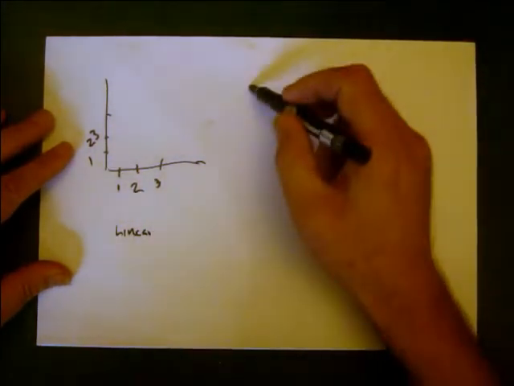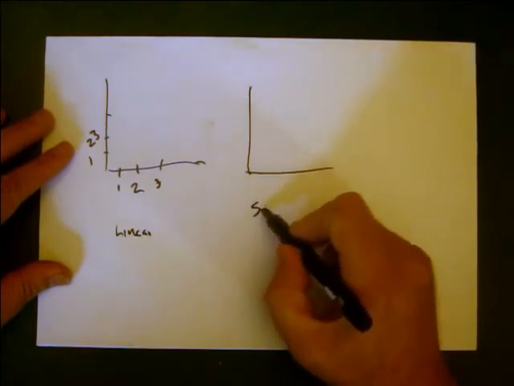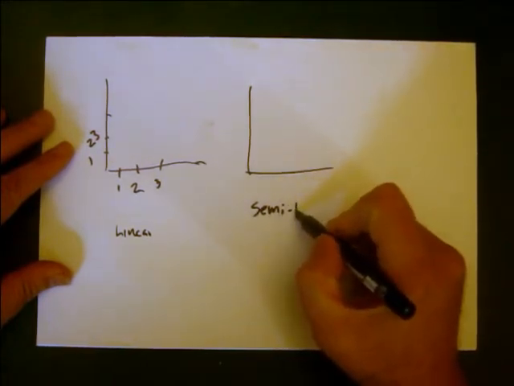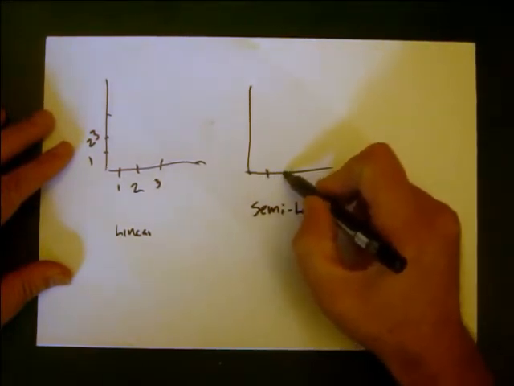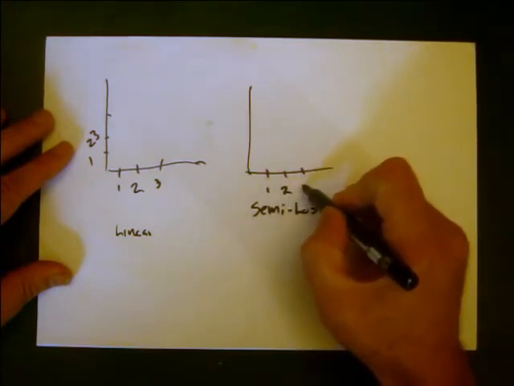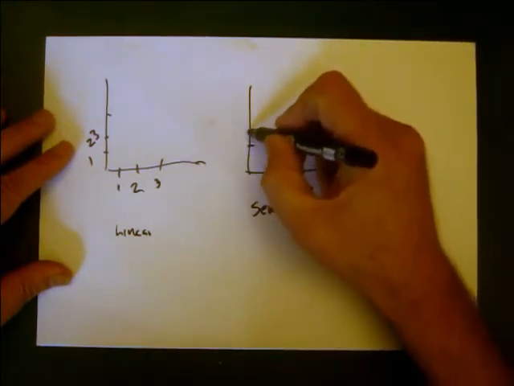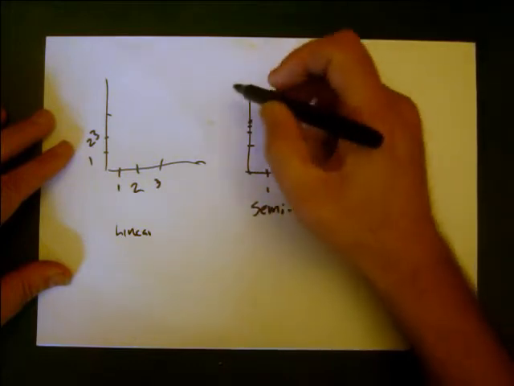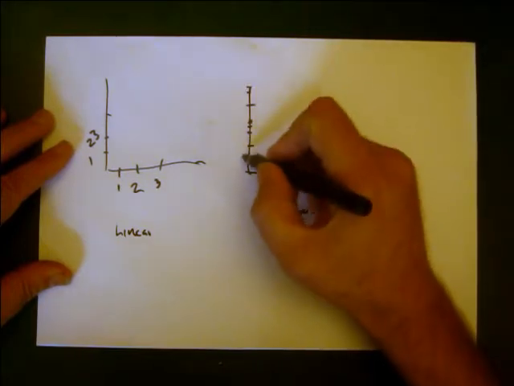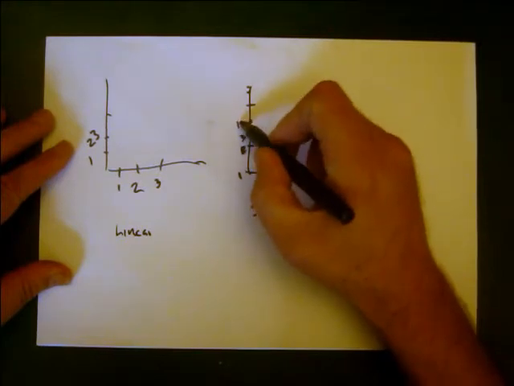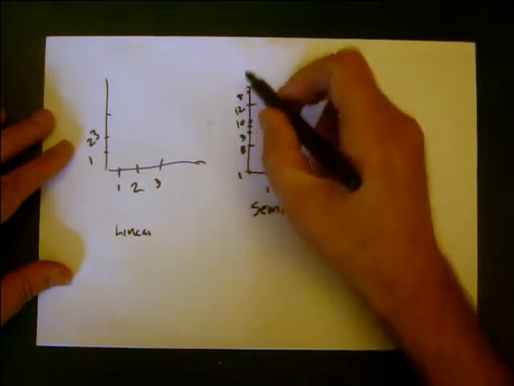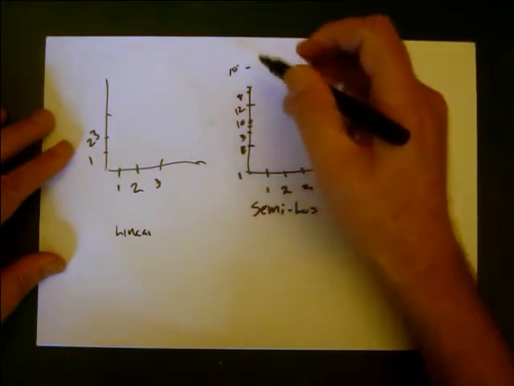We're also going to do a semi-log graph. What that has is an ordinary scale down here, 1, 2, 3, and then it's going to have a log scale going up here. So this might be 1, 2, 3, 10, 20, 30, 100 and so on.